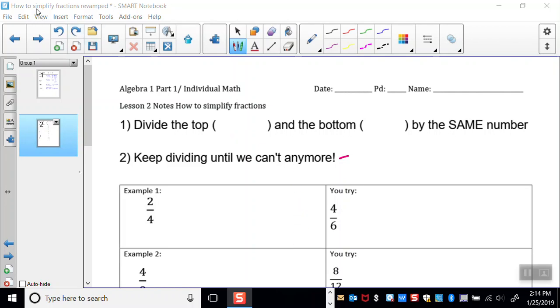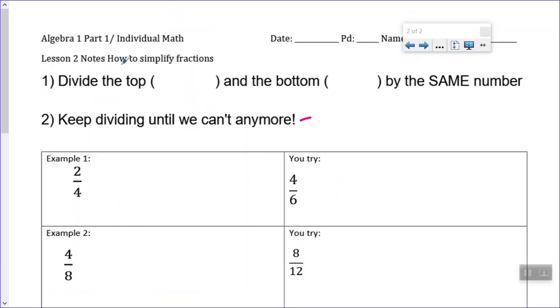Okay, in this video, we are going to go over how to simplify fractions. Step one is you divide the top. What do we call the top? We call it the numerator. And the bottom number, which is called the denominator, by the same number. You have to divide by the same number. And then you keep dividing until we cannot anymore.